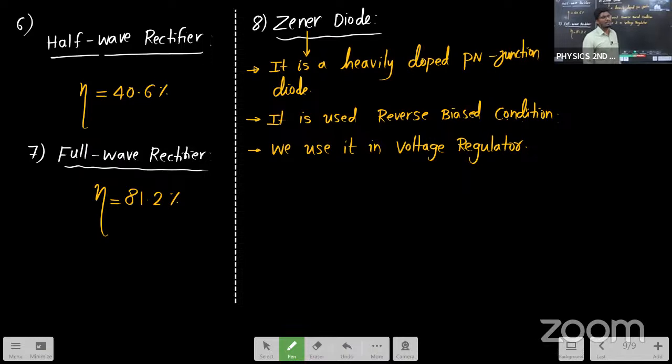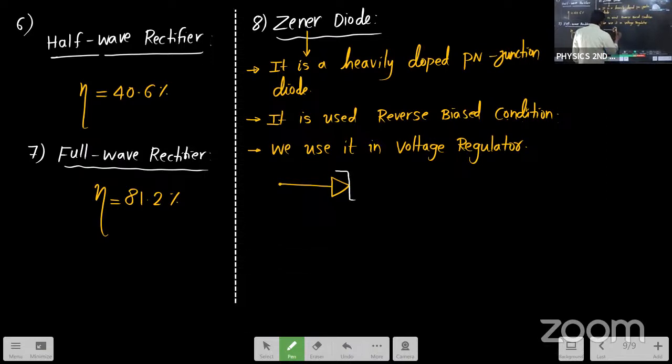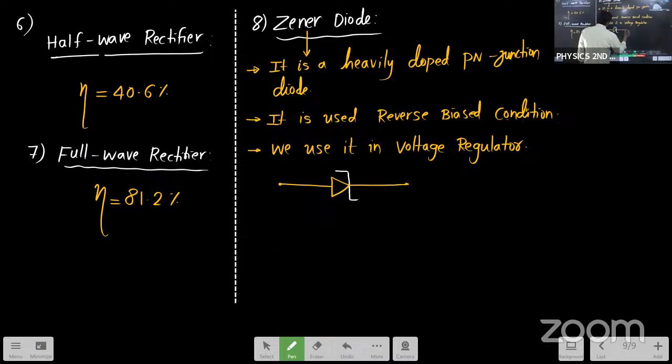And where will we be using the Zener diode? We'll be using the Zener diode in voltage regulators. So what is the symbol for this? The symbol for this Zener diode is something like this. Here we'll have a triangle, and here we'll have a Z symbol. The Z symbol represents Zener. So here this region is the N region, and this region is the P region. So this is the Zener diode symbol.